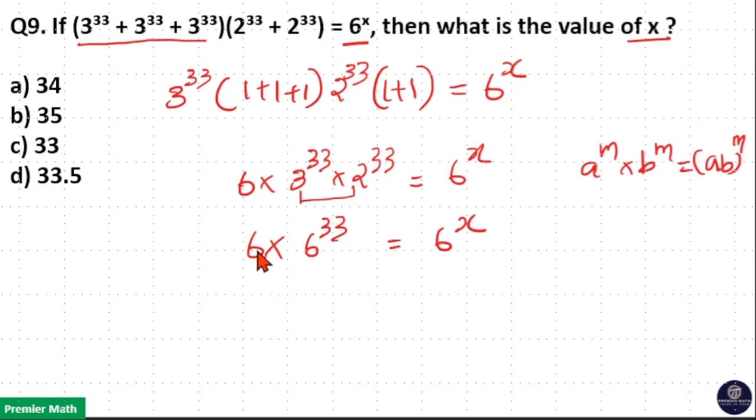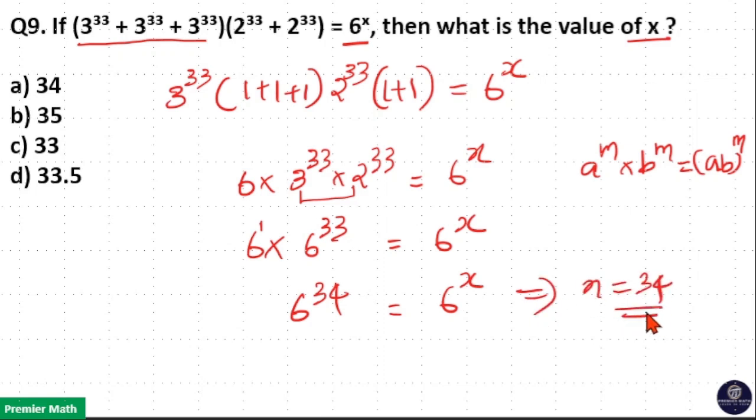Now 6 raised to 33 into 6 raised to 1 means 6 raised to 34 is equal to 6 raised to x. Now x is equal to 34. So option A is your answer. Here you could skip the first and last step. You can write the answer in just 2 steps.